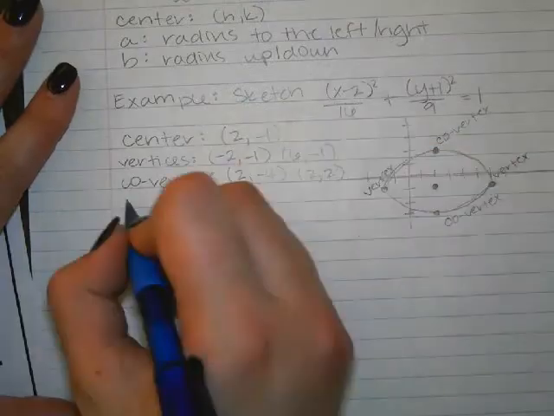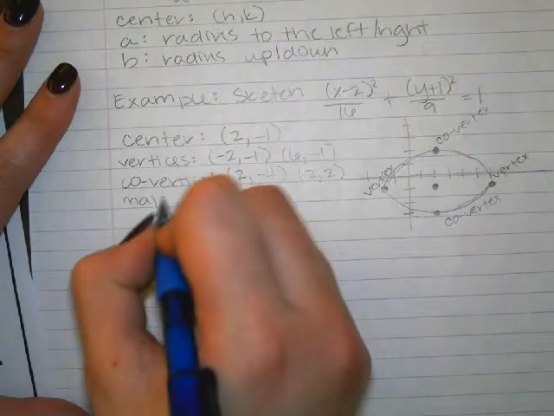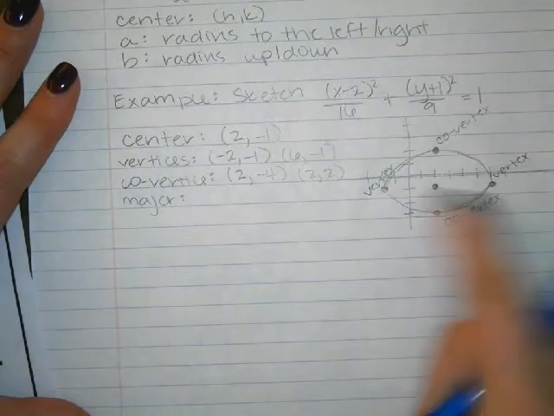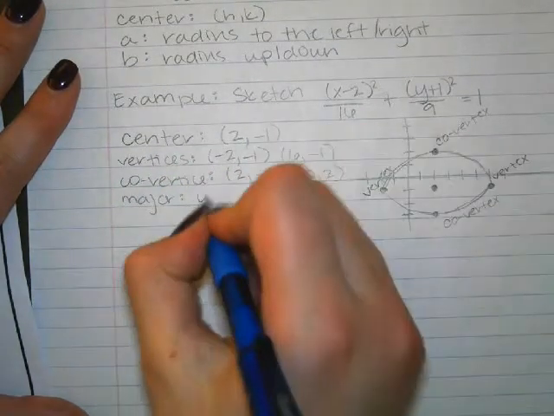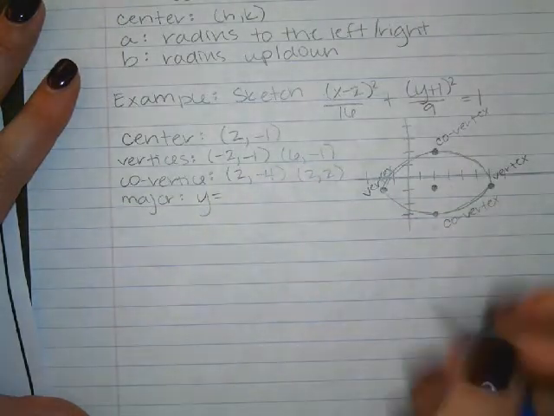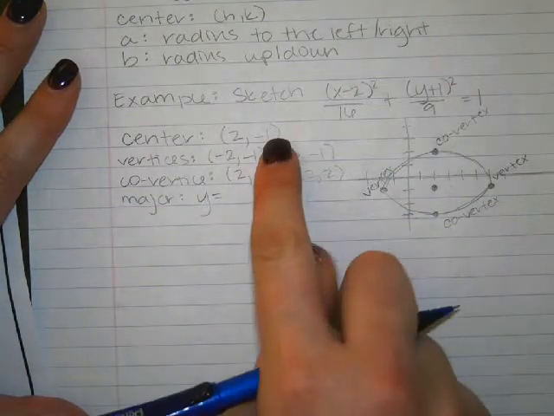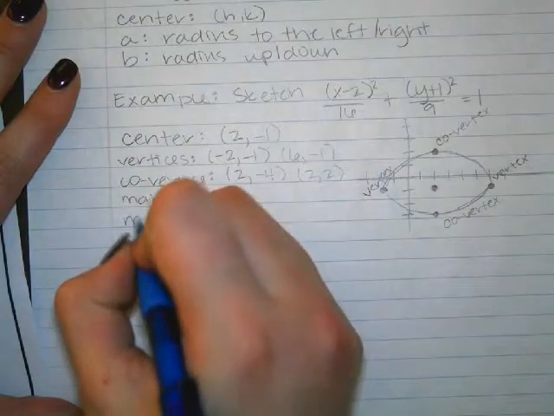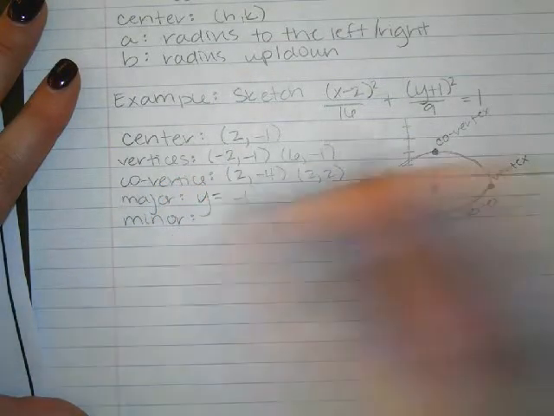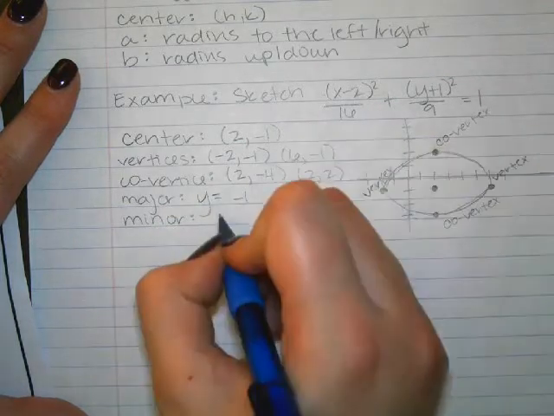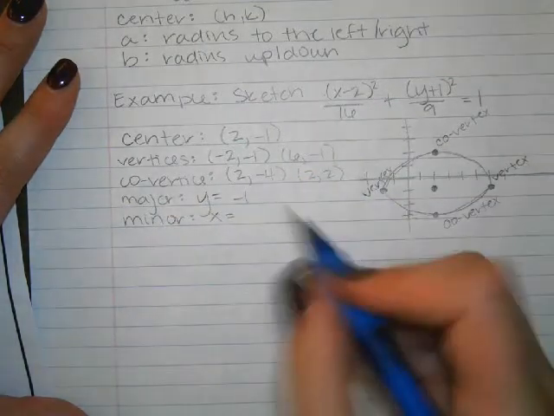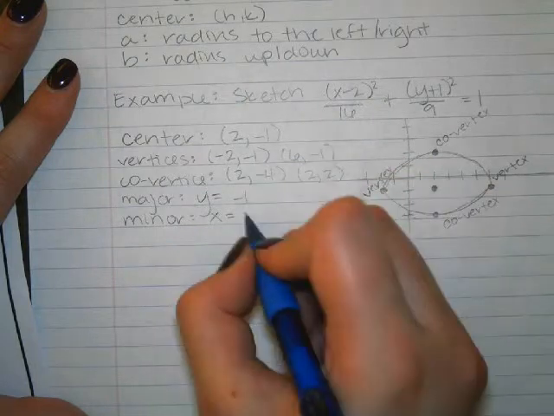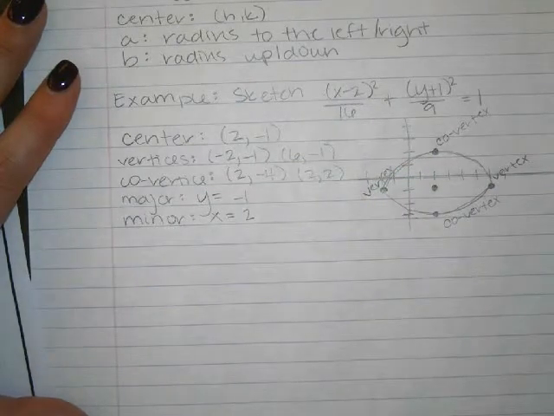So for this particular graph, the major axis is horizontal, and so that's a y equals equation. And so we're going to say y equals -1 because it goes through that center. The minor axis is vertical in this problem, and so that's an x equals equation. And so x equals 2 because it goes through that center.